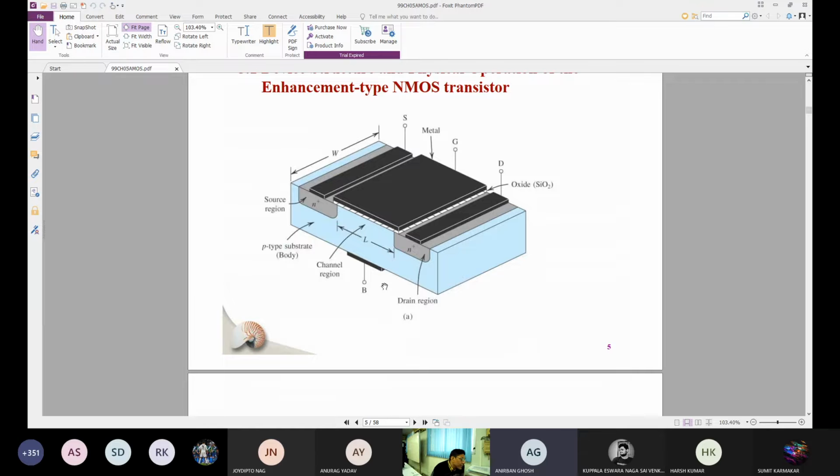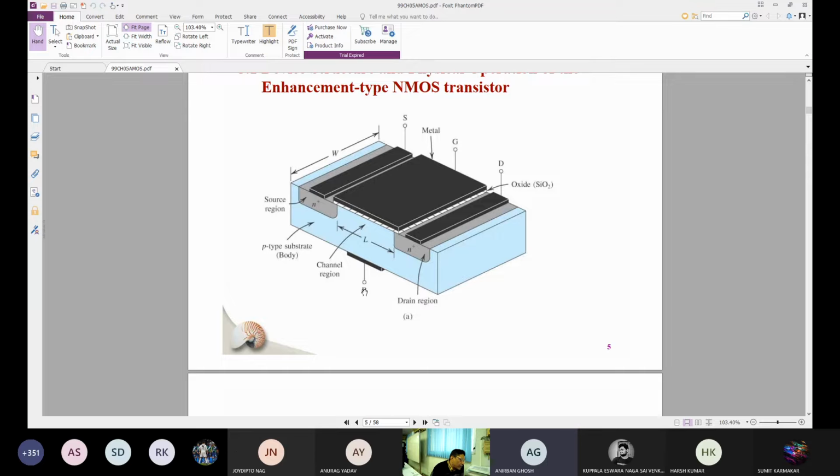One thing has to be noted is that this is basically a 4-terminal device. The body is the 4th terminal. For N-channel MOS, it is connected to ground. For P-channel MOS, it is connected to the highest potential. For example, it is typically connected to VDD, maybe 5 volts, maybe 1.8 volts, whatever the maximum potential that you are using in your circuit.